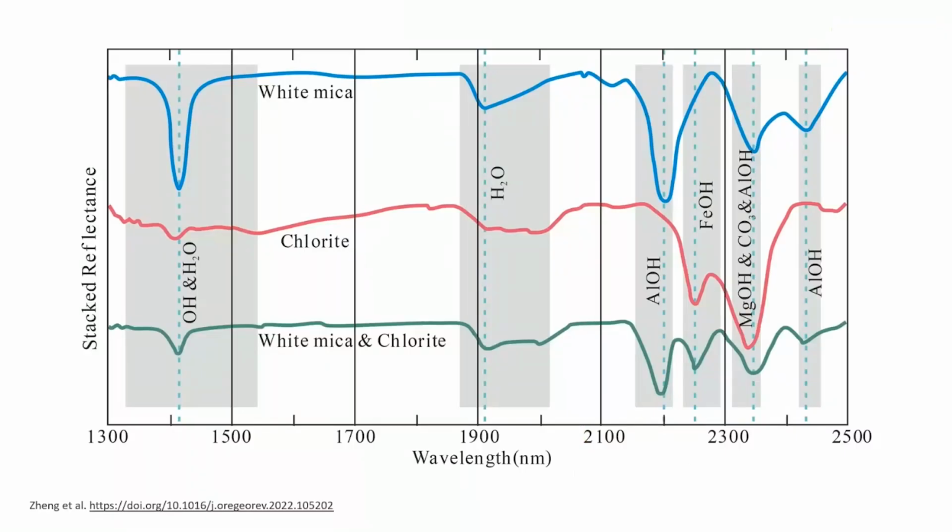So here I have just a diagram of some of the different bonds and spectral features that we look for. We have a white mica, a chlorite, and then white mica and chlorite together, and you can see that they have these unique spectral features for differentiating. A spectral geologist will be able to use these spectra to try to tease out what position in the geologic system you're in.